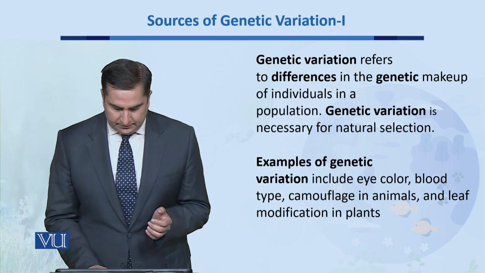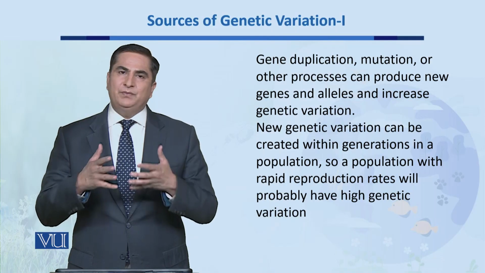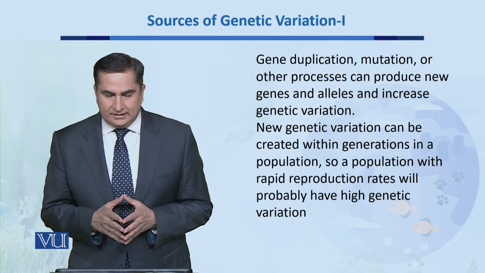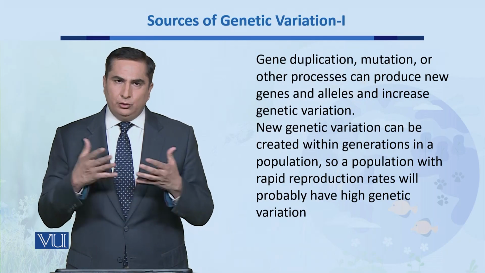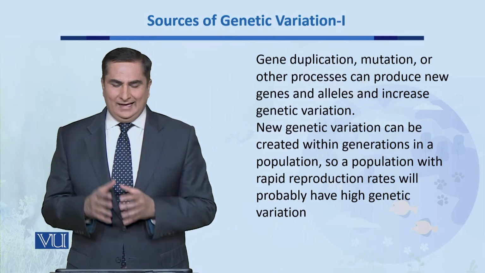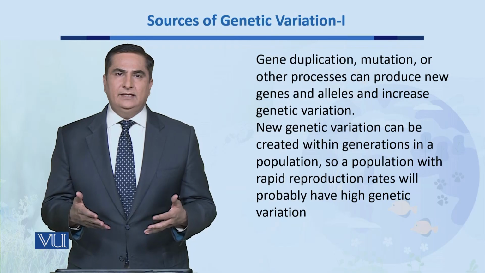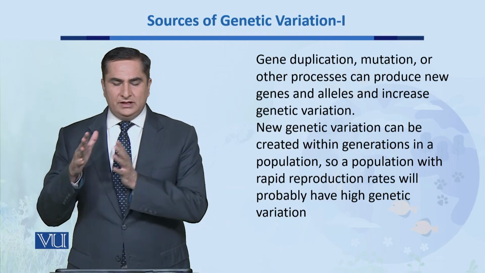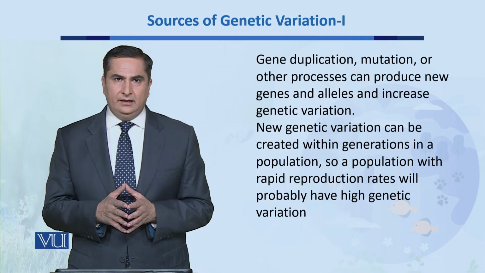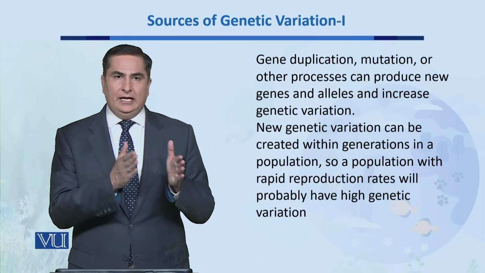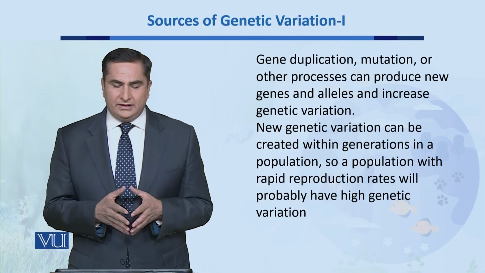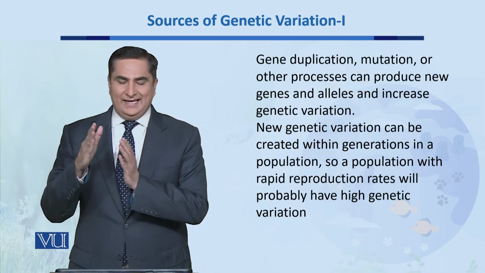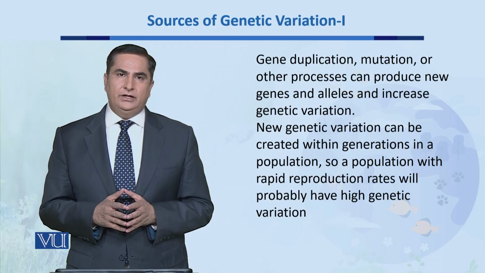modifications in plants. Now, gene duplication, mutation, or other processes can produce new genes or their alleles and can increase genetic variation in a population. New genetic variation can be created within generations in a population. So a population with rapid reproduction rates will probably have high genetic variation.